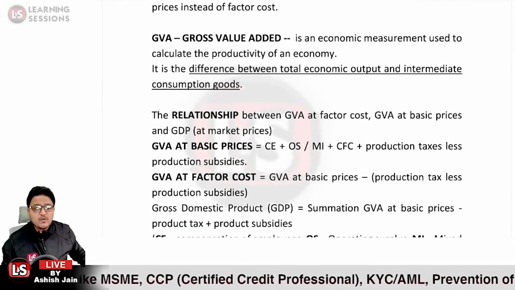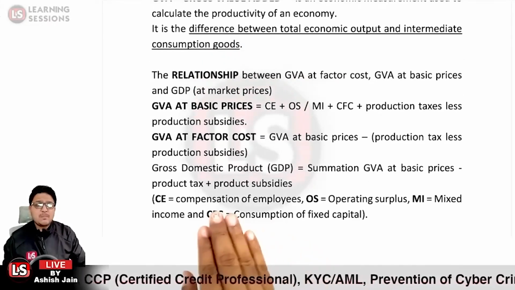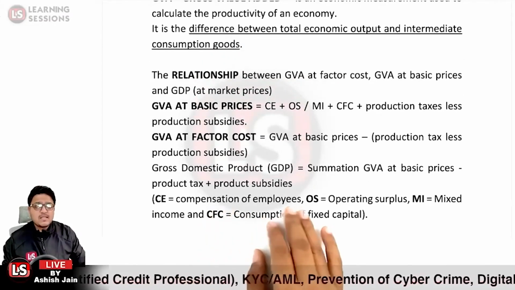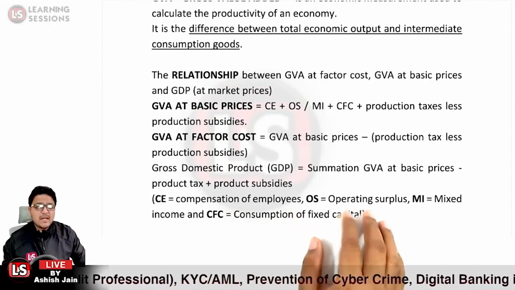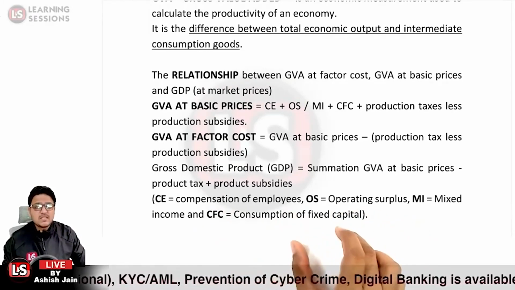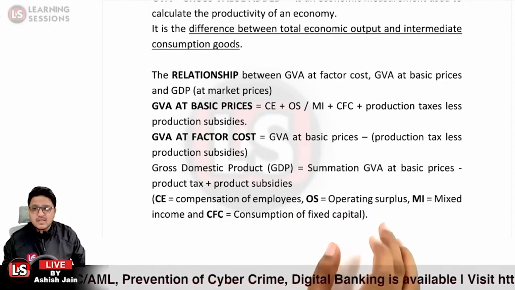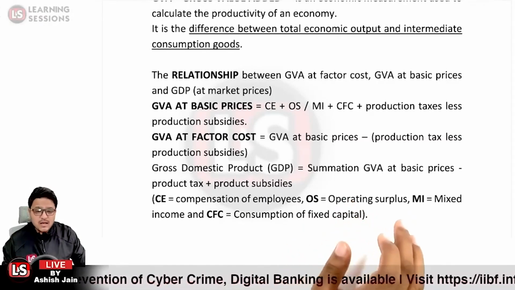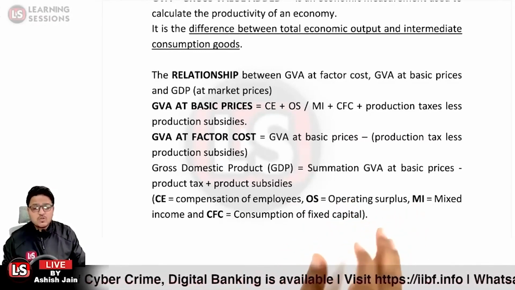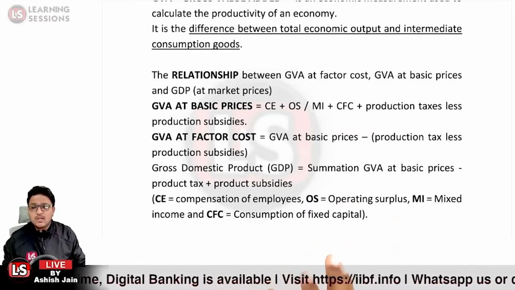So what is it related to? CE is related to what? CE is the compensation of employees, OS is the operating surplus, MI is the mixed income, CFC is the consumption of fixed capital. That's just an idea that you have to have about the GVA itself. So GVA is what? GVA is the gross value added.